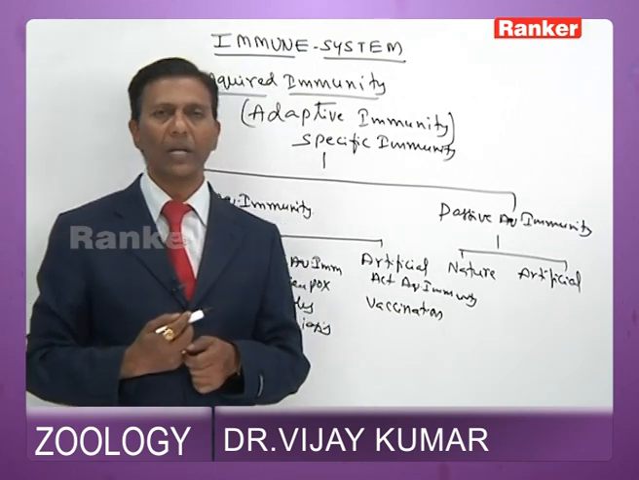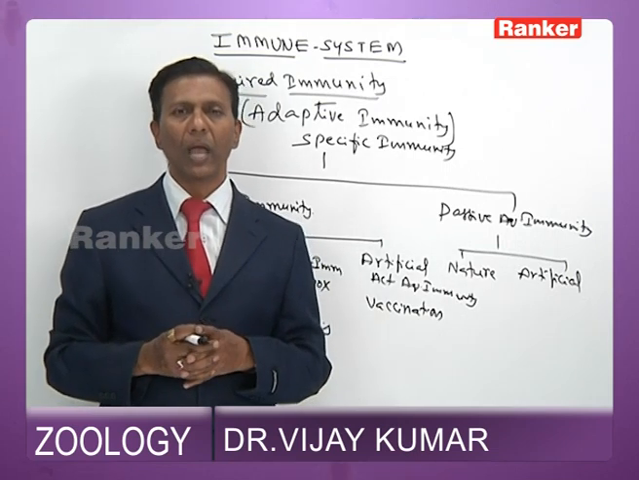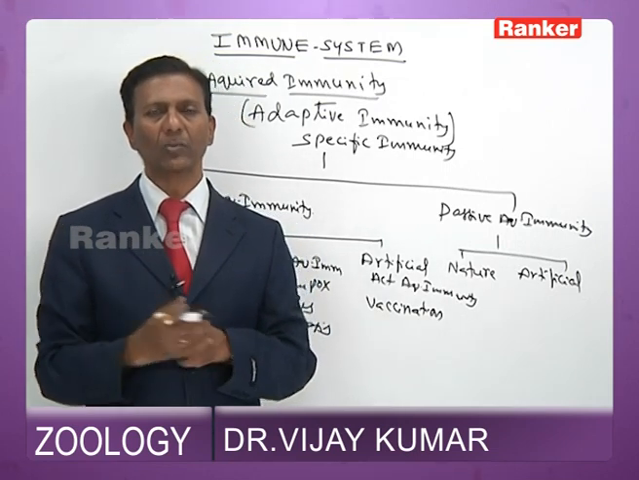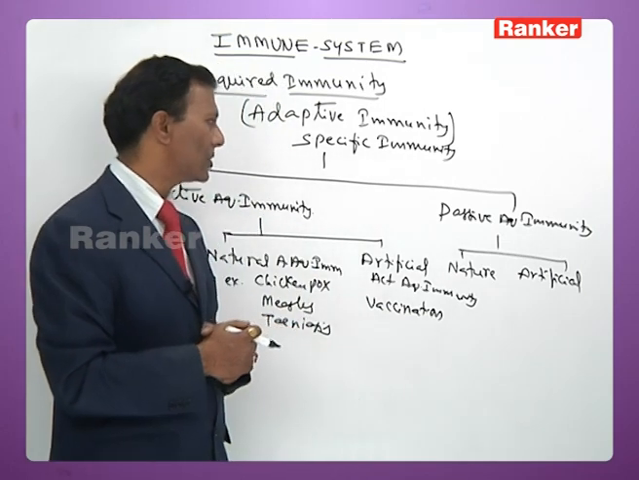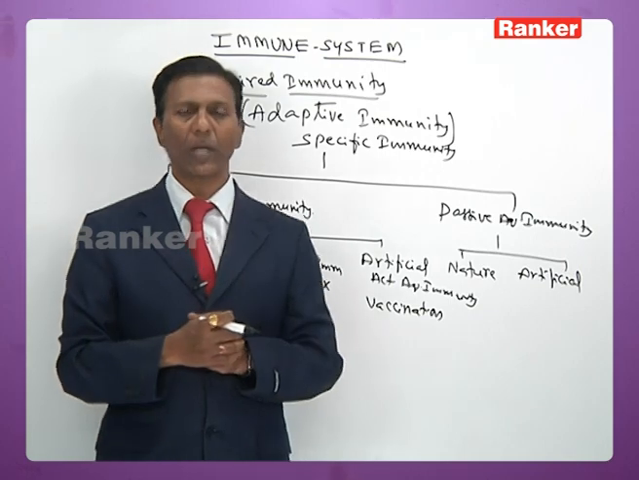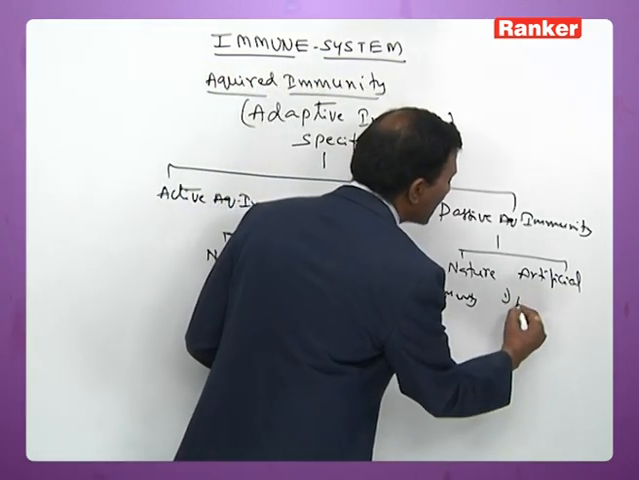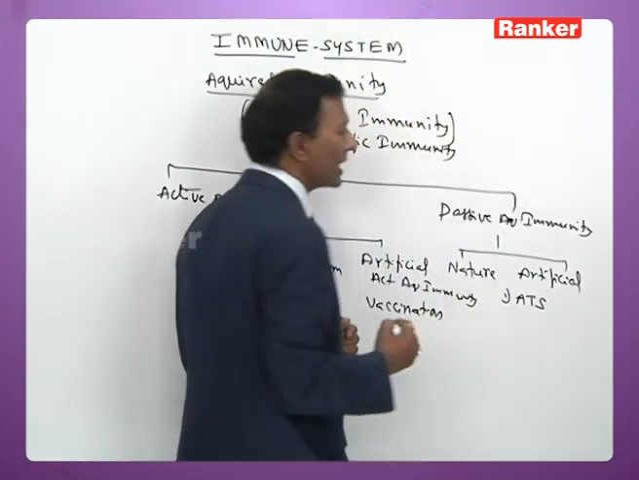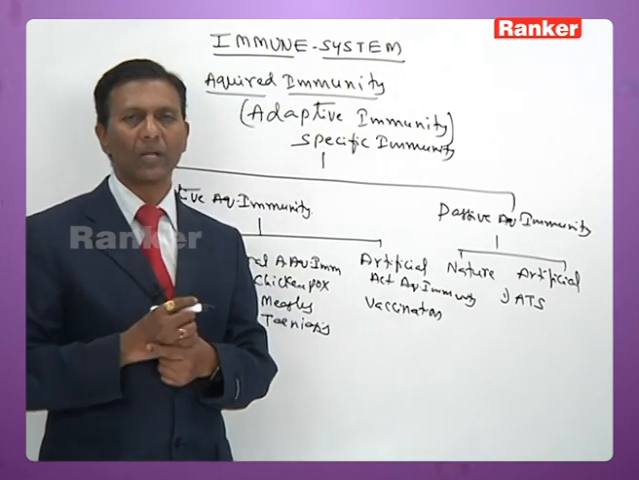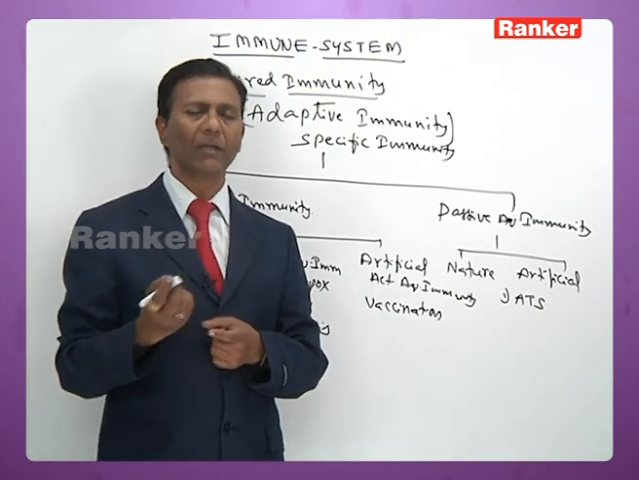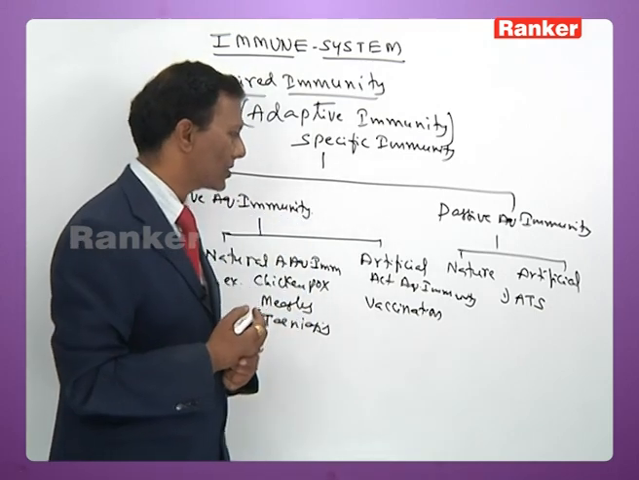In artificial passive acquired immunity, the antibodies are prepared in one host, collected from that host, and given to the human being. That kind of vaccination is called artificial passive acquired immunity. Under this you have examples like ATS, anti-tetanus toxoid serum. It is prepared in a host animal like a horse. From that it is collected and given to the human being as ATS injection, anti-tetanus toxoid serum injection.